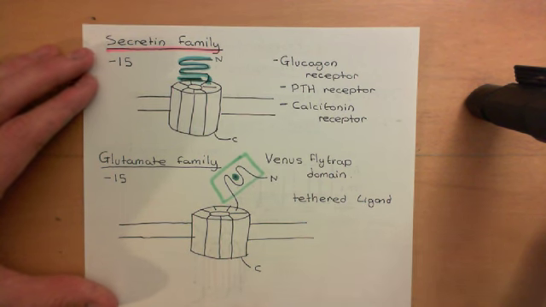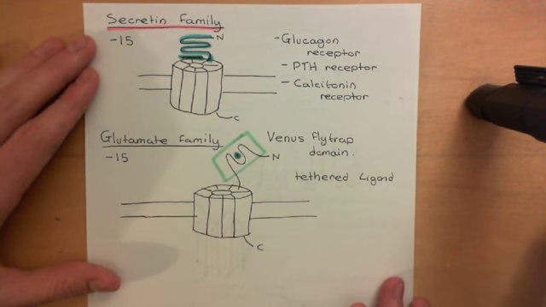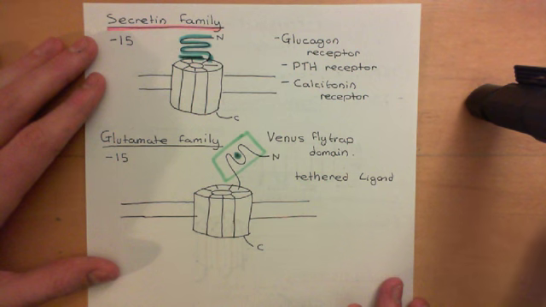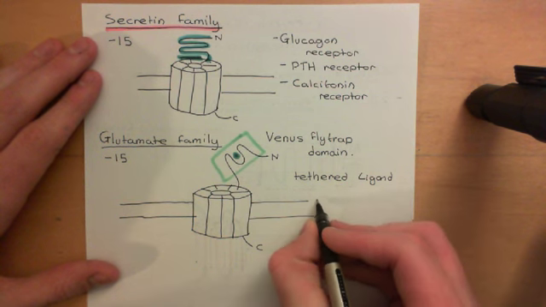Okay, right, so that's the general structural features of these glutamate family G protein coupled receptors. Okay, so let me give you the notable examples then of glutamate family G protein coupled receptors.